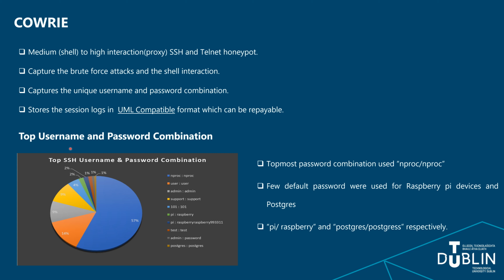And going further, I analyzed the top username and password combinations. The most used username and password combination is nproc, and a few of the default passwords for Raspberry Pi devices and Postgres, a well-known database management system, are used. That is pi and raspberry for Raspberry Pi devices, and postgres is for the database management tool.